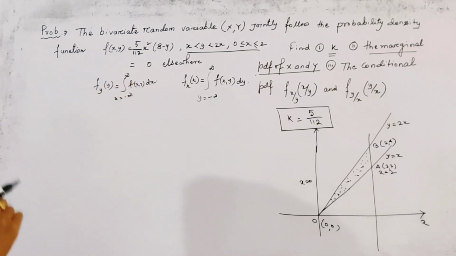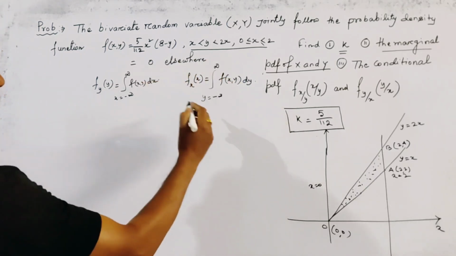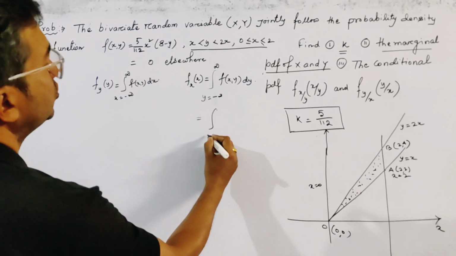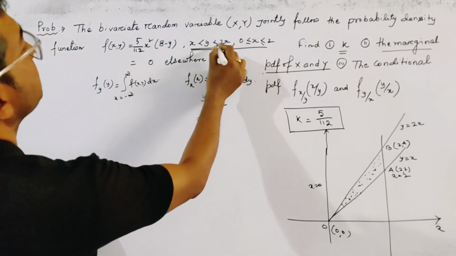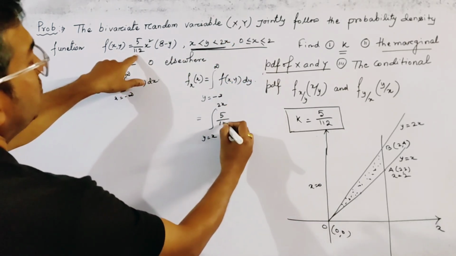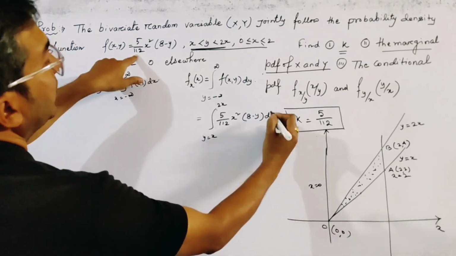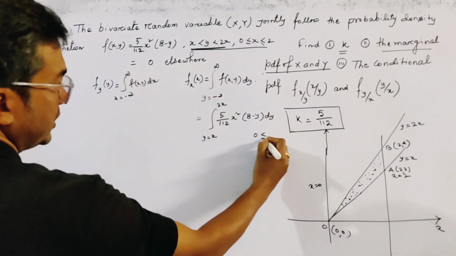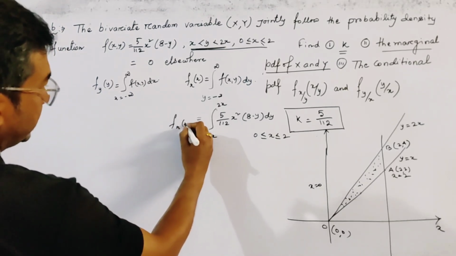then we get f_Y(y). Now when we integrate with respect to y, then we put here the range, y ranges from x to 2x, because this range is given here. And f(x,y) means we get 5/112 times x squared times (8 minus y), dy. And we must write here the range of x, this is 0 ≤ x ≤ 2. Okay, and this is f_X(x).